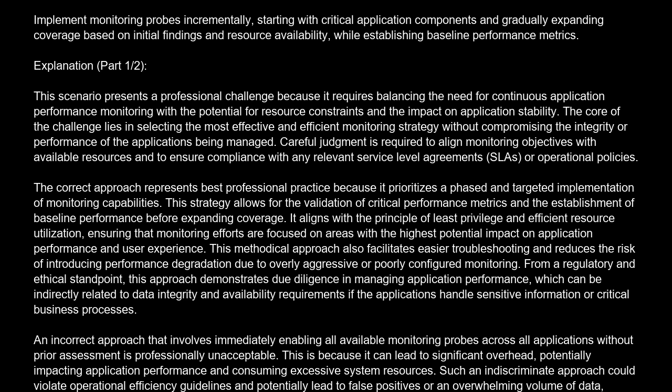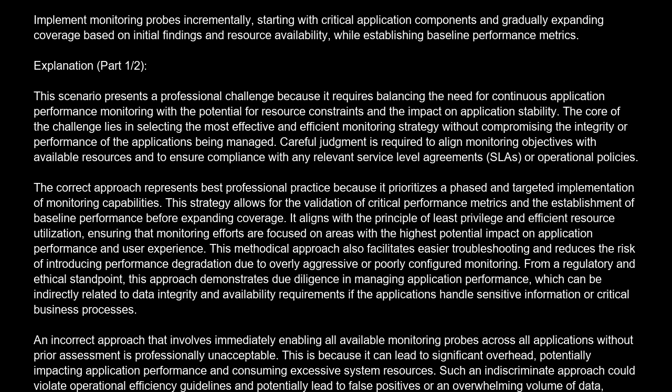The correct approach represents best professional practice because it prioritizes a phased and targeted implementation of monitoring capabilities. This strategy allows for the validation of critical performance metrics and the establishment of baseline performance before expanding coverage. It aligns with the principle of least privilege and efficient resource utilization, ensuring that monitoring efforts are focused on areas with the highest potential impact on application performance and user experience.